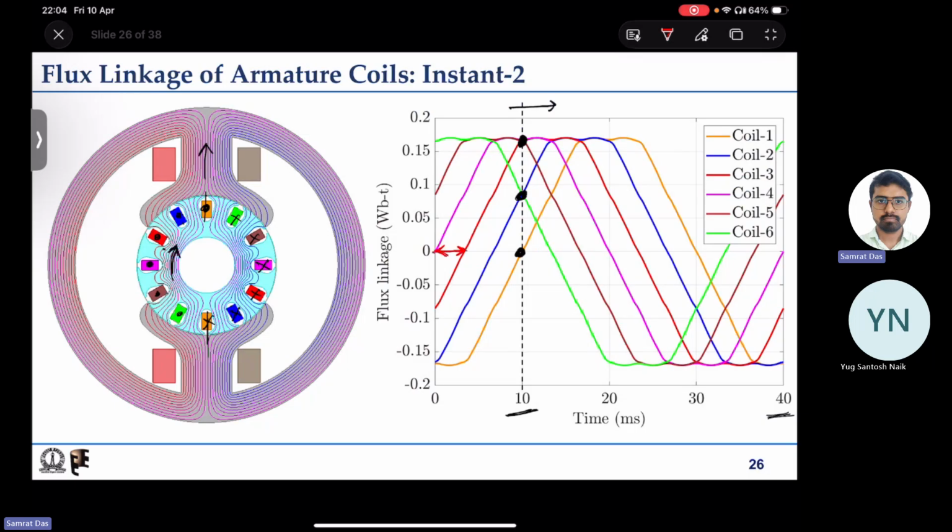by this much time, and if you convert it to angle, it will be related to whatever is the angular difference between these two. This is a two pole case, so whatever this angle is, this angle is 360 degree divided by 12, so that is 30 degree. So here also the flux linkages of these different coils are phase shifted by 30 degree from each other.